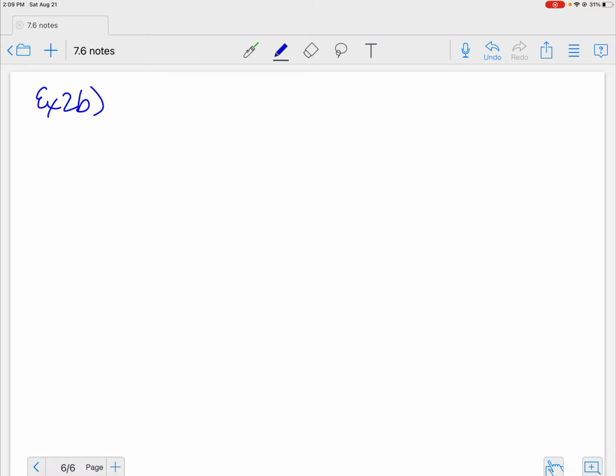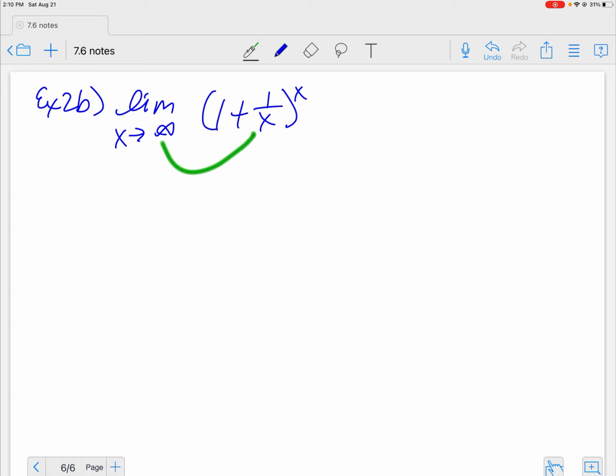Here is example 2b. We are going to take the limit as x approaches infinity of 1 plus 1 over x to that x. Okay, what happens when I plug in infinity? This would be 1 plus 0 to the infinity. So this is the same thing as 1 to the infinity. Now, I always get the question, 1 to any power is just 1, right? No, not when we're talking limits, because we're saying, what are we approaching? All right? So it's not always that when you have a limit.